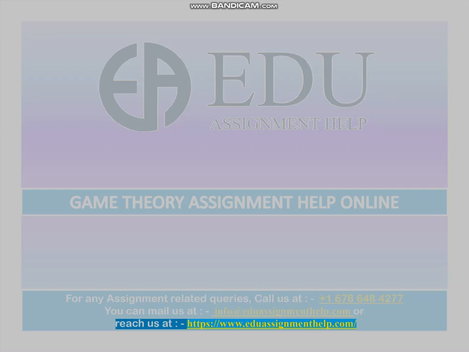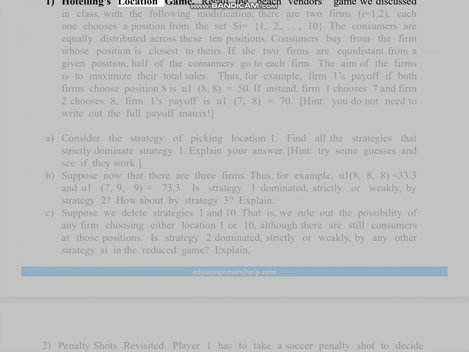https://www.eduassignmenthelp.com. 1. Hotelling's location game. Recall the beach vendors game we discussed in class, with the following modification. There are two firms, i equals 1, 2, each one chooses a position from the set C equals 1, 2, ..., 10. The consumers are equally distributed across these 10 positions. Consumers buy from the firm whose position is closest to theirs.